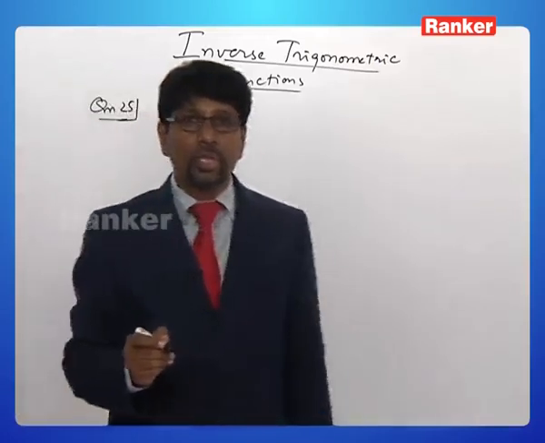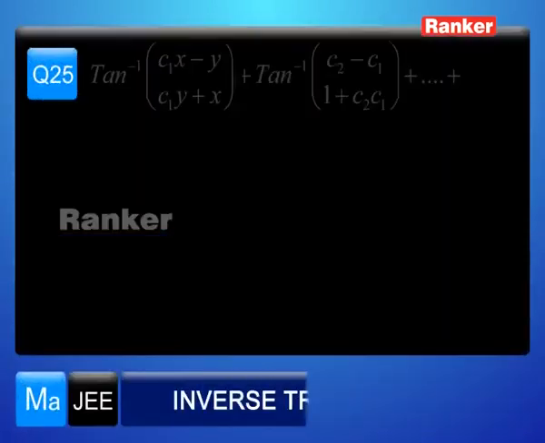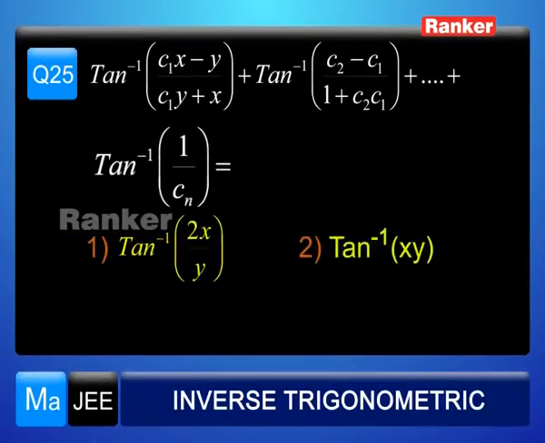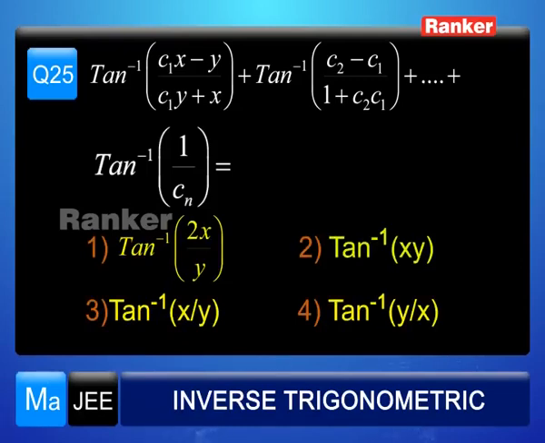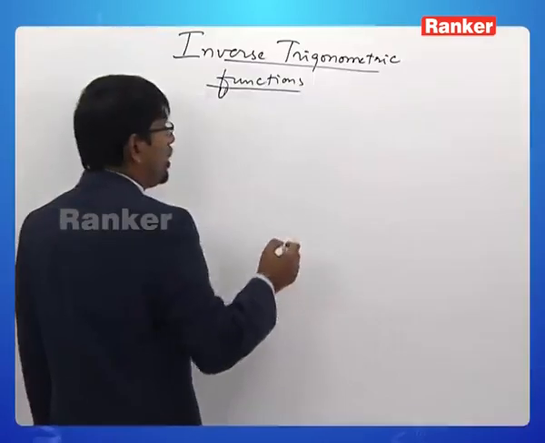Let's move to the next question, 25th question. Tan inverse of (C1x minus y) by (C1y plus x) plus tan inverse of (C2 minus C1) by (1 plus C2 C1) plus so on and so forth. The last term being tan inverse of 1 by Cn is equal to: first option tan inverse of 2x by y, second option tan inverse of xy, third option tan inverse of x by y, fourth option tan inverse of y by x. Look at this.